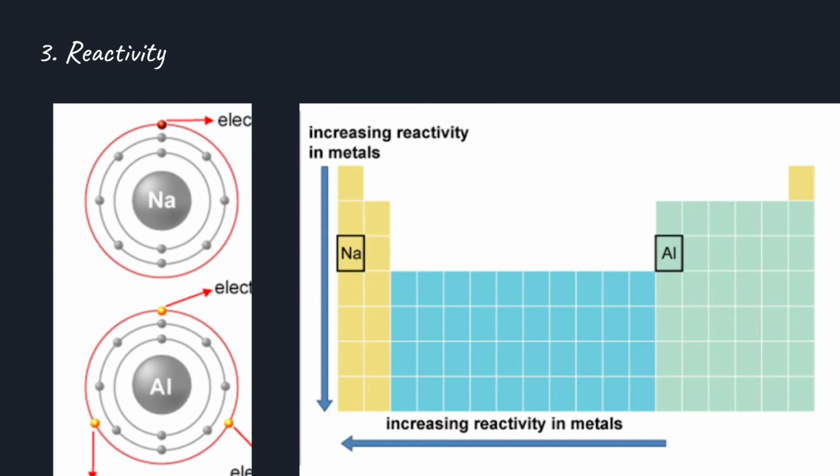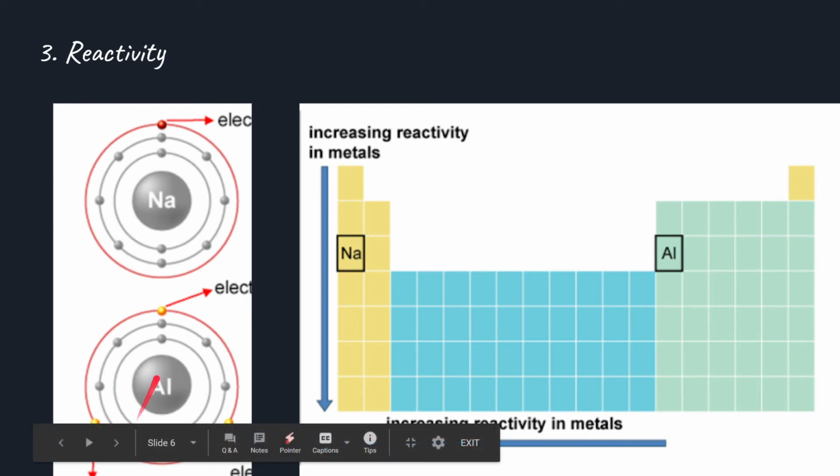Okay, the third one, reactivity. So as you can see here in sodium, there's lots of shells, and then there's only one electron on the outer shell, which makes it more reactive because it's easier for the electron just to be pulled away by another element. And then with aluminum here, it's surrounded by a lot of shells as well. So this last shell, even though it has 3 electrons, it's still more reactive because this last shell is so much further away from the nucleus.